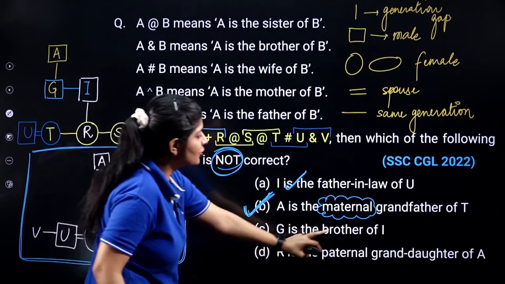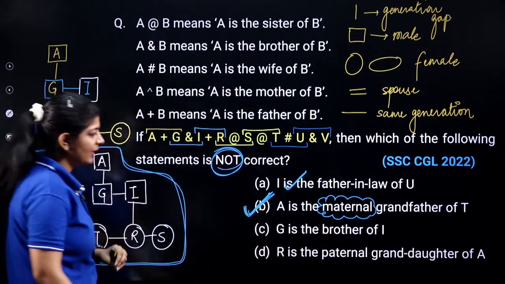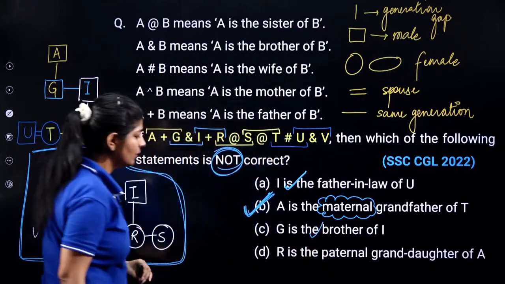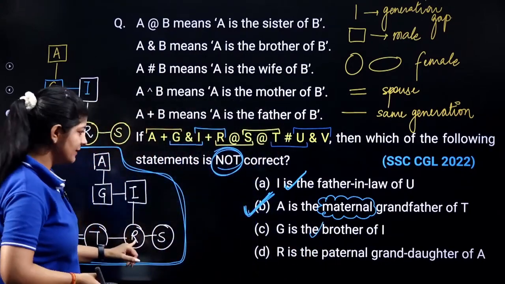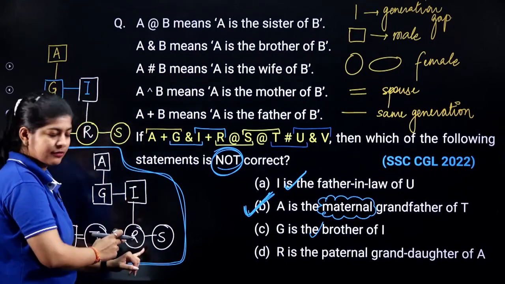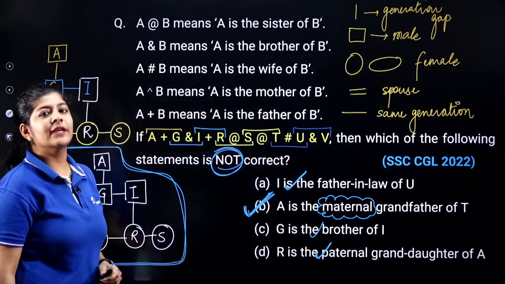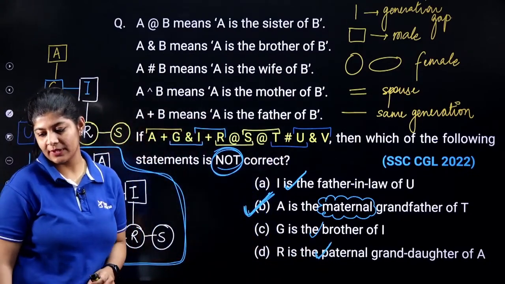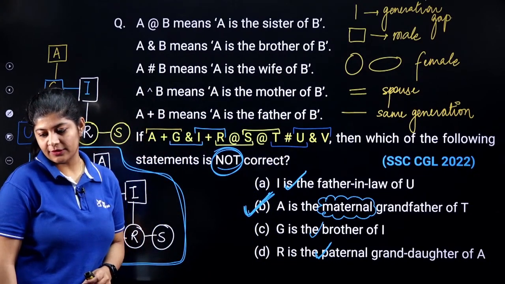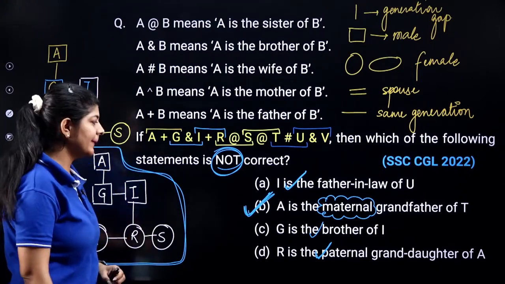Next one. G is a brother of I. Yes, basically they are brothers. So this statement is true. R is the paternal granddaughter. Yes, paternal granddaughter. So this statement is also true. So the correct answer over here is option number B. Thank you so much, Unique. The correct answer over here is option number B.